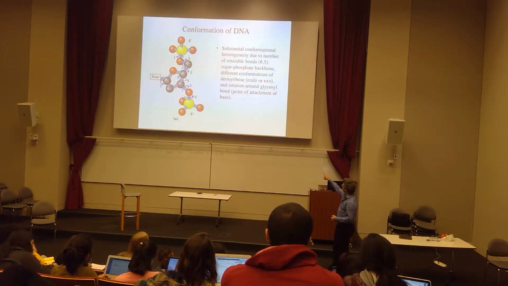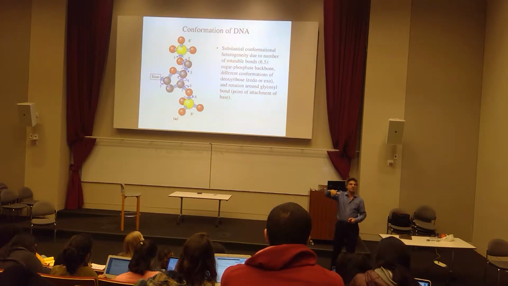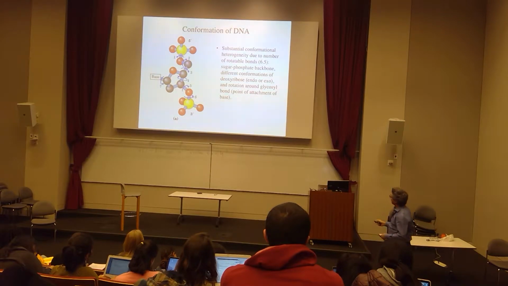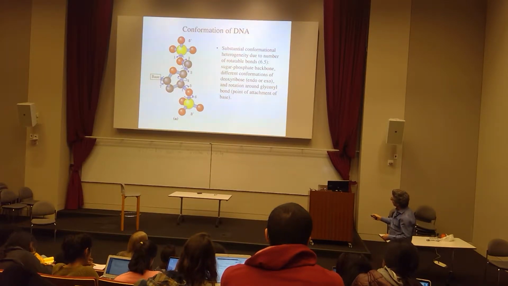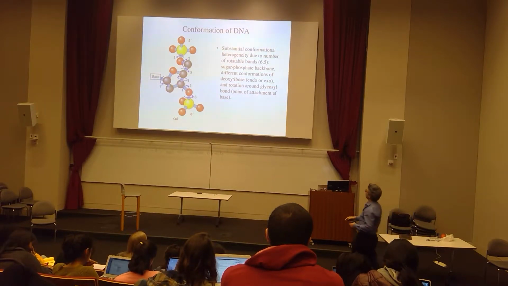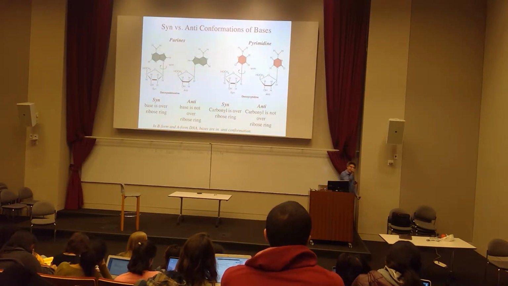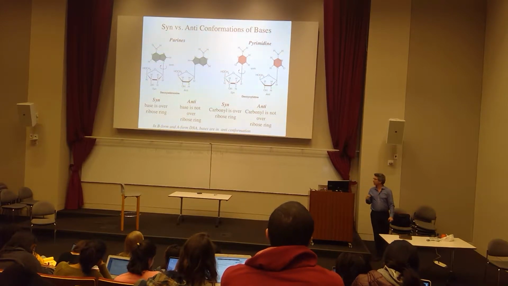We mentioned before the different puckering within the sugar, C2' and C3' endo and exo, and then rotation around bond 7 shown here. That is the glycosidic linkage to the base itself. Okay, so let me give you a better view of what that rotation around that glycosidic linkage looks like.